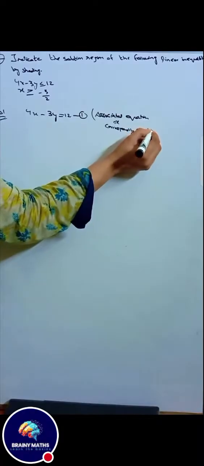4x minus 3y equals 12. That gives the name equation number 1, the associated equation, or you can say the corresponding equation. Alright, next, x greater than or equal to minus 3 by 2. In other words, x equals minus 3 by 2. Clear? Now, let's start.